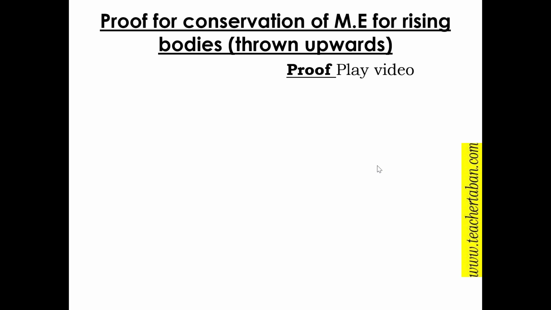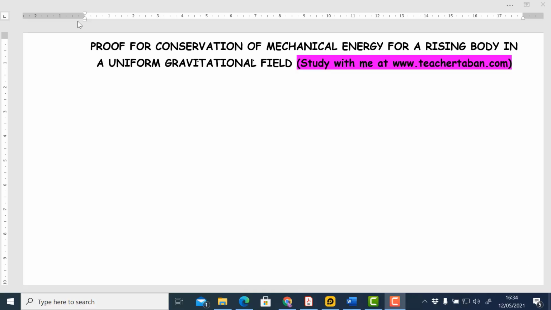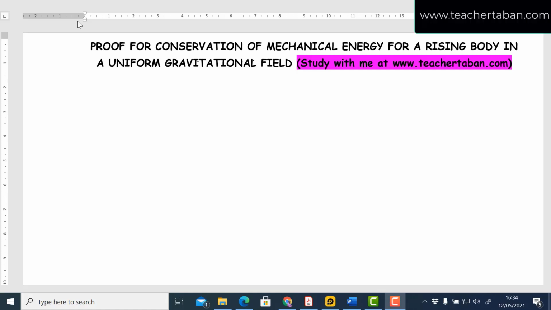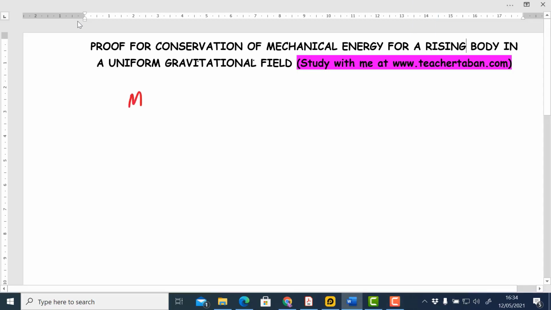Let's also try to prove the principle of conservation of mechanical energy for a body that has been thrown upwards. All right, so this time around, we want to prove the principle of conservation of mechanical energy, which says that the total mechanical energy at any given point in a uniform force field is a constant, and is given by potential energy plus the kinetic energy at that point. So I want to prove this principle when the body is rising upwards.